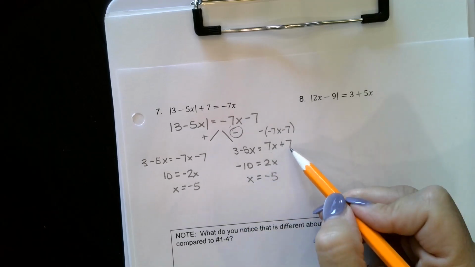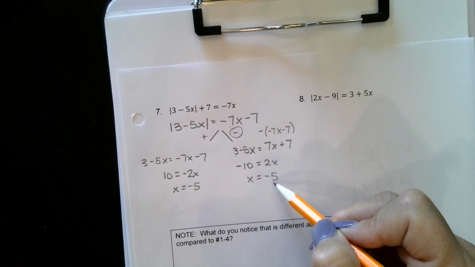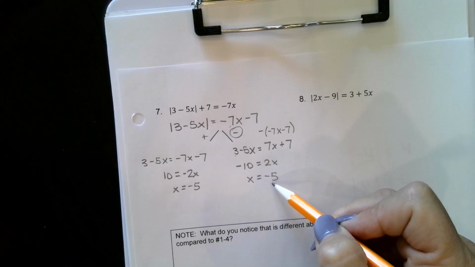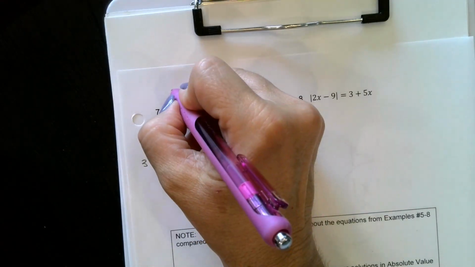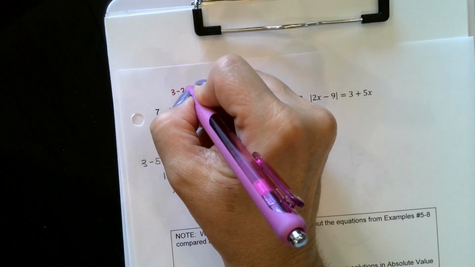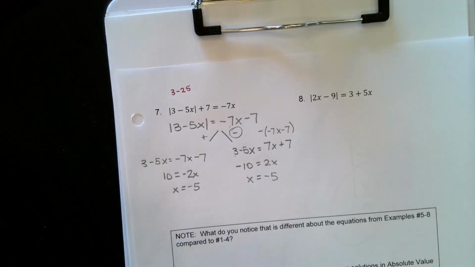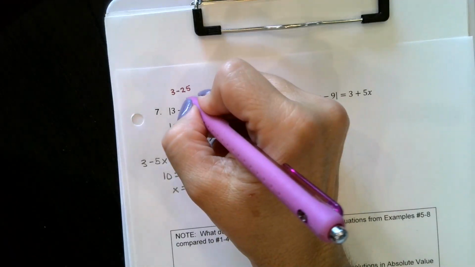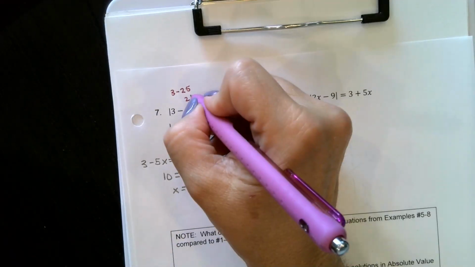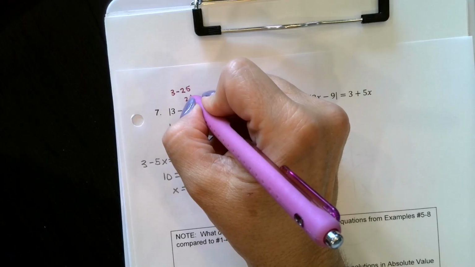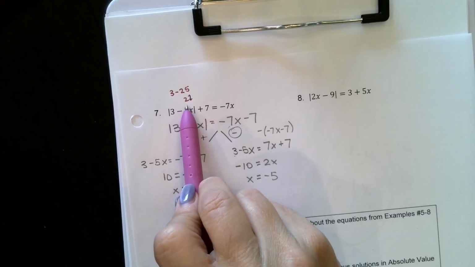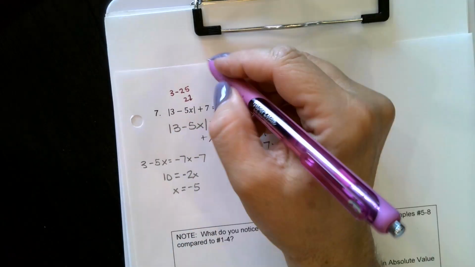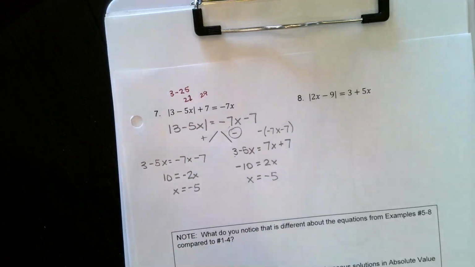Let me make sure I did this right. -10 plus 2. Okay, so I have this value of x equals -5. So now I want to go up here and I want to test it. So this becomes 3 minus 25. And 3 minus 25 is 21. No, sorry, 22. But it's in the absolute value bars, so it doesn't matter that it's -22. When I add this with 7, I get 29.